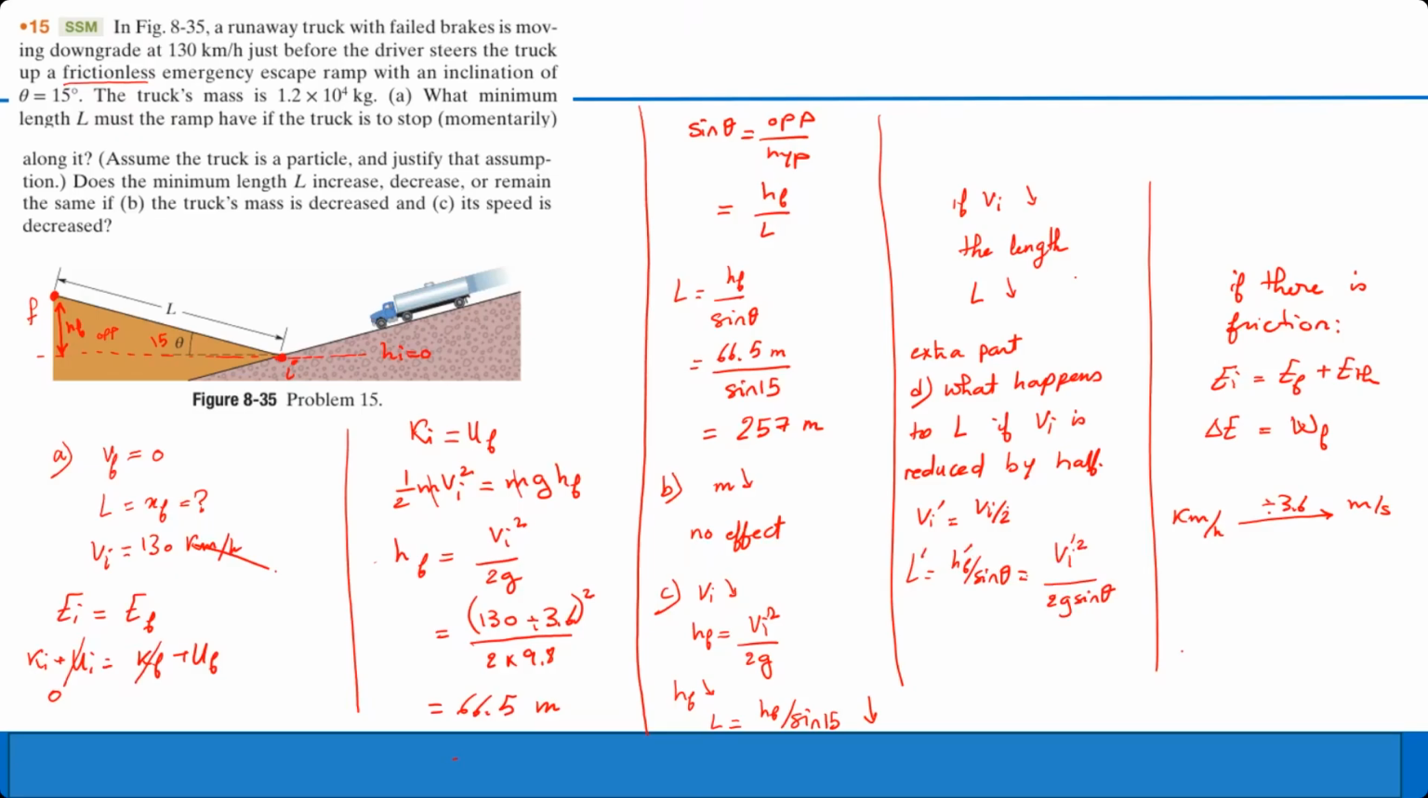Now, VI prime is VI over 2, so I'll just substitute this here. I'll say this is VI over 2 all squared over 2G sine theta. So this will be VI squared over 4, like this 2 squared becomes 4, and I'll put it in the denominator, times 2G sine theta. This quantity is L that I solved for before. This is what I found before to calculate L. So I got L over 4. So if you reduce the speed by half, L reduces by 4.